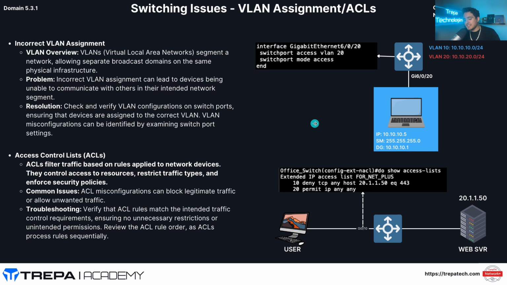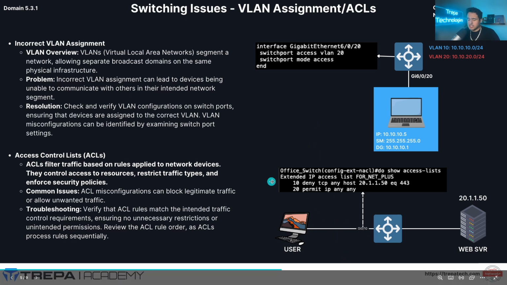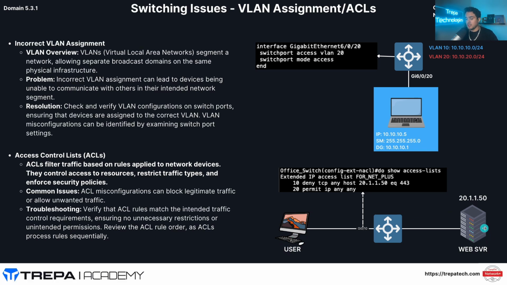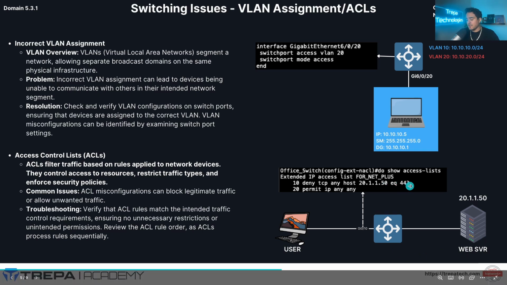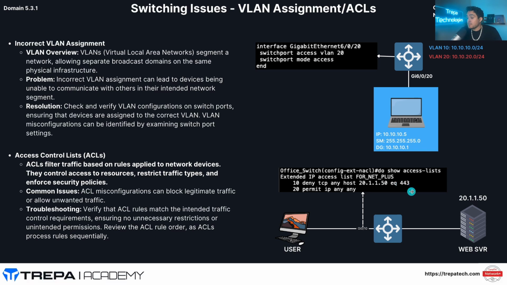Another issue we could have is ACLs. A junior admin applied an ACL, and now all of a sudden the user can't reach the web server. So this is part of our troubleshooting steps. If this user could ping this web server, but they can't get into, let's say, a SharePoint portal, DNS is working, someone must have denied port 443. We can't reach it via HTTPS, right?